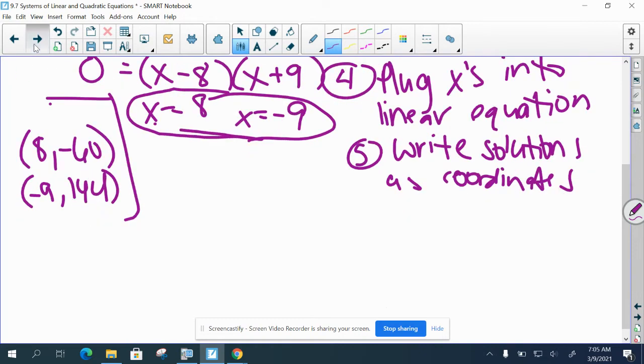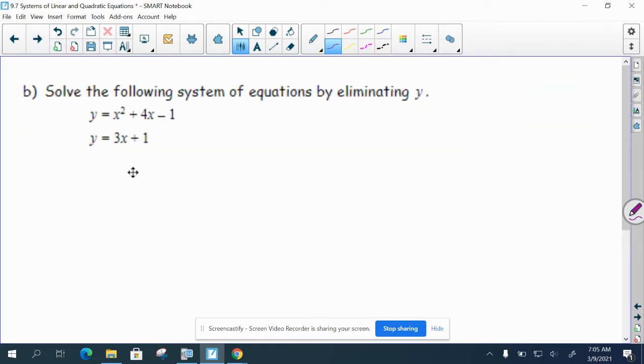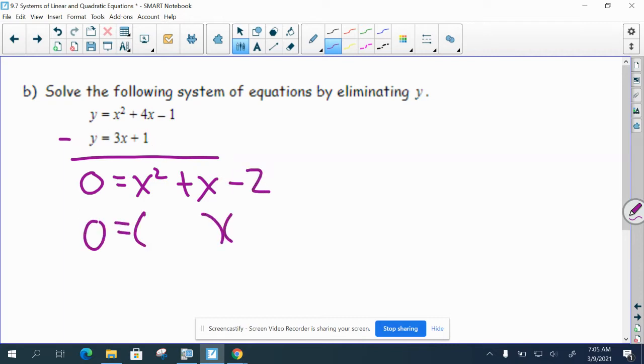All right, let's practice another one real quick. So elimination, we're going to subtract the two equations. So this would become 0 equals x squared, 4x minus 3x is 1x, negative 1 minus 1 is negative 2. Okay, then we factor this. Factors of negative 2 that add to 1 would just be 2 and 1. But you would want to be plus 2 and minus 1 to get positive in the middle. Okay, then your solutions would be x equals negative 2, x equals 1.